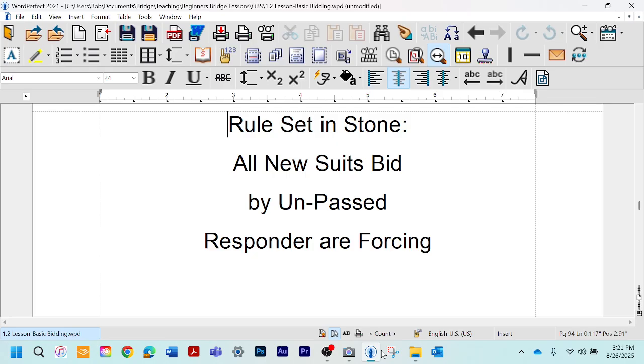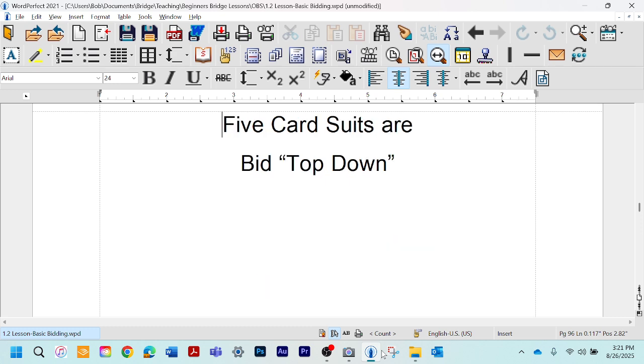Now, if I had passed to start with, and it goes pass, pass, and he opens the spade, it comes around to me, and I bid a no trump, he doesn't have to bid again because I'm a pass hand. But that's a rule that's set in stone. All new suits by a responder or foursome.